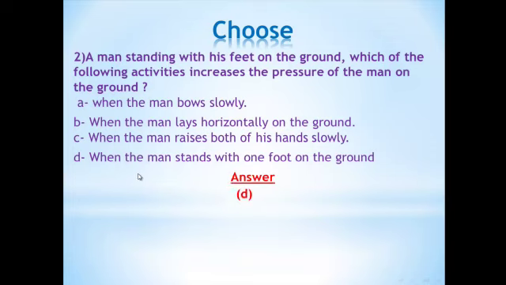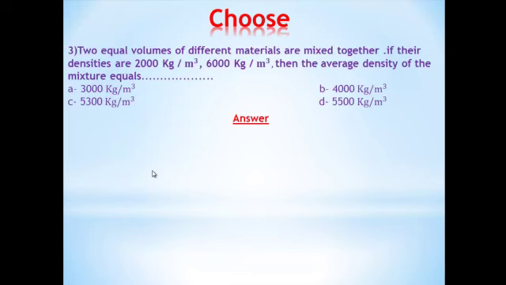Answer, number D. Why number D? When the man stands with one foot, he decreases the surface area. So the weight of the man will act on one foot instead of 2 feet. And we know that the pressure is inversely proportional to the surface area, due to pressure equal force divided by surface area.